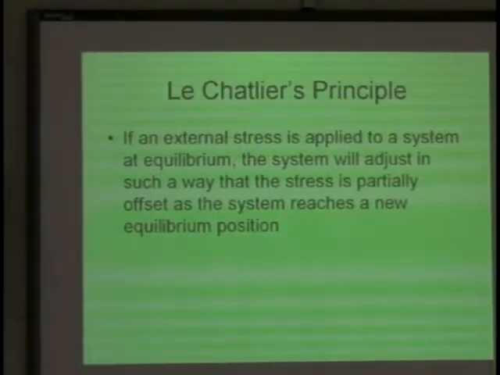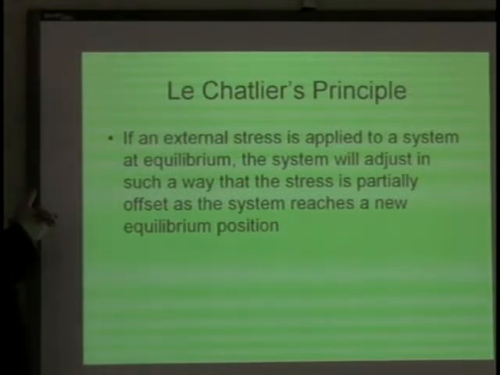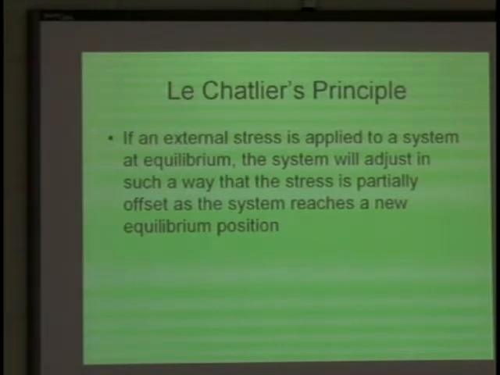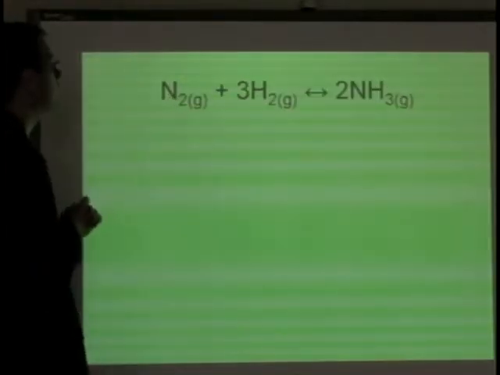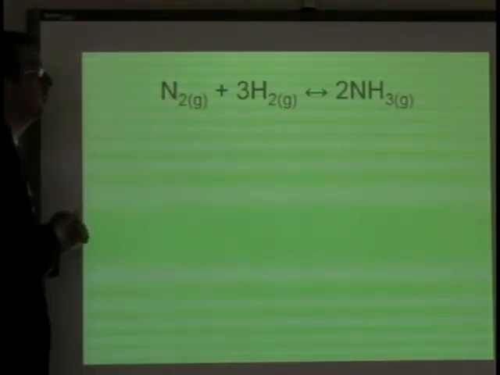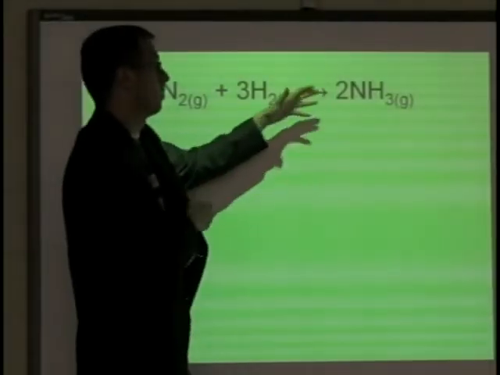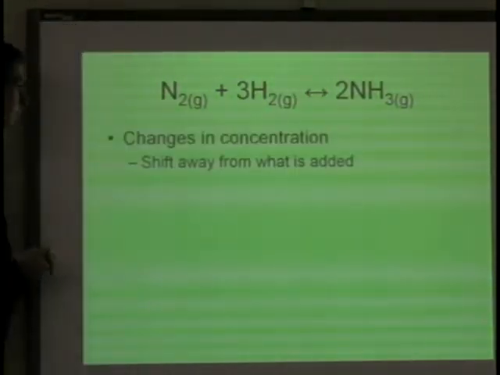Next thing we're going to go over is Le Chatelier's principle. Le Chatelier's principle is if an external stress is applied to a system at equilibrium, the system will adjust in such a way that the stress is partially offset as the system reaches a new equilibrium position. Now there's several different stresses that is referred to when we talk about this. So we're going to give you the example N2 plus 3H2 makes 2NH3. And once again, double arrow showing it's an equilibrium expression.